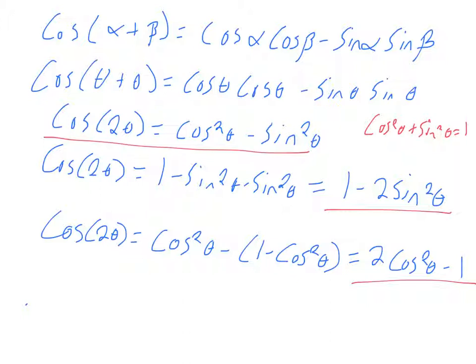Okay? So those are your double angle identities. Those are all 4 of them right there that we just covered. These are our cosine double angle identities right here. We have 1, 2, and 3.